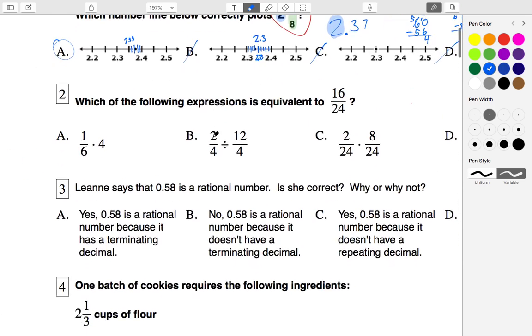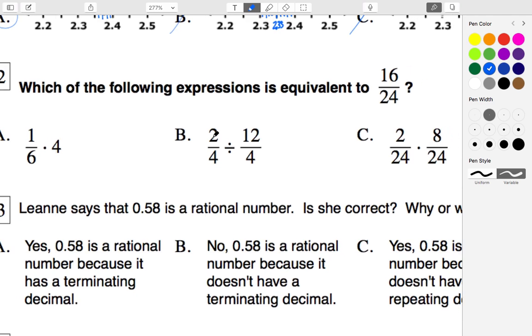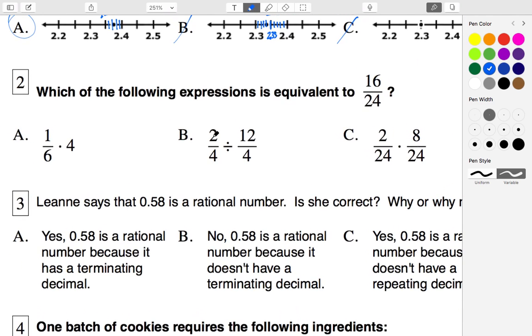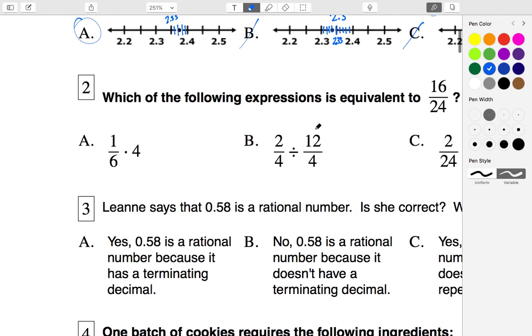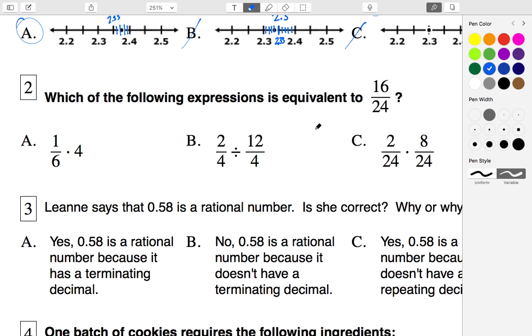All right, next one. Which of the following expressions is equivalent to 16 over 24? So let's look at the answers and we'll see what they want us to do. Basically, you have things that you're going to work out and you're going to see which one's equal. All right, I'm going to pause the video to try this out before you watch the video.